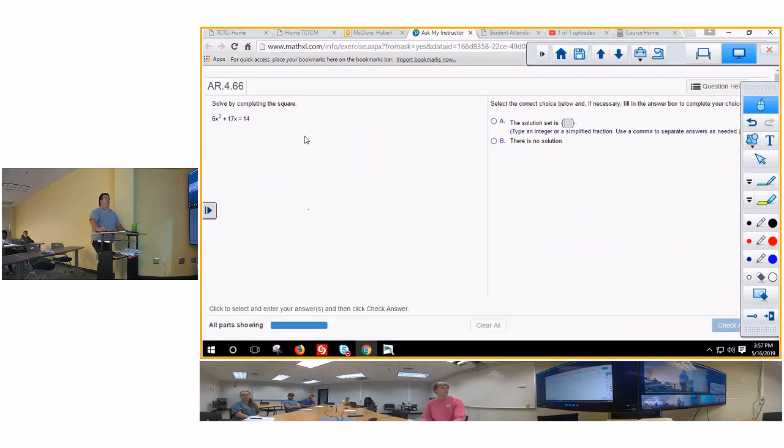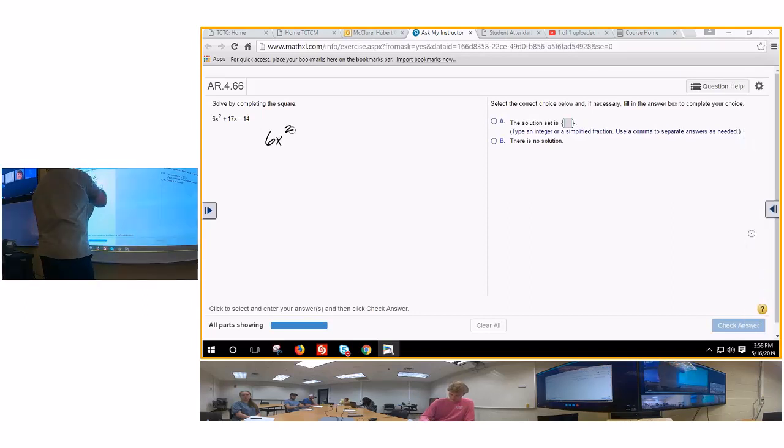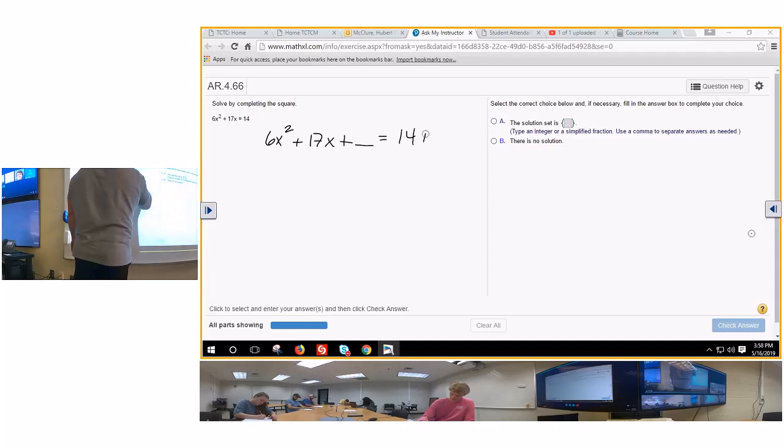Solve by completing the square. This is a test question. You better believe anything completing the square is going to be a test question. I'm not even going to worry about the directions. I want to do the whole thing because I don't want to suck at calculus. 6x squared plus 17x plus blank is equal to 14 plus blank.